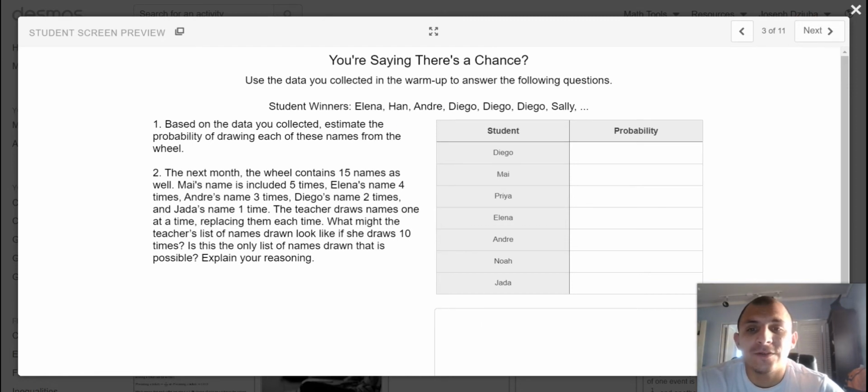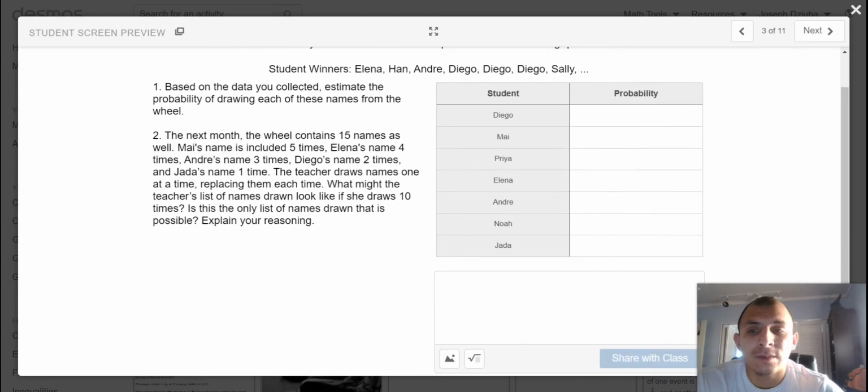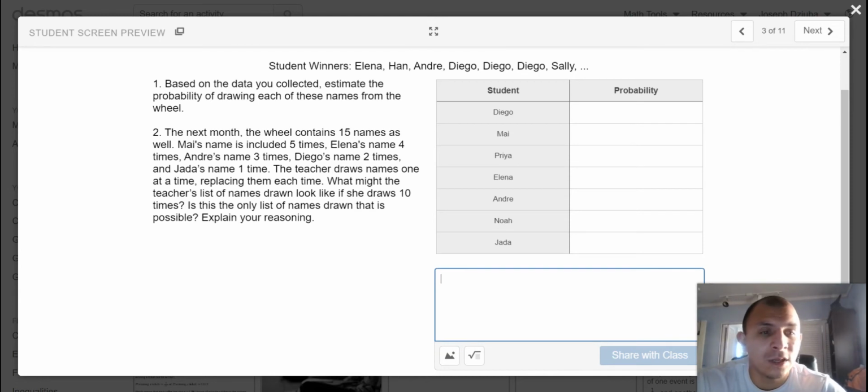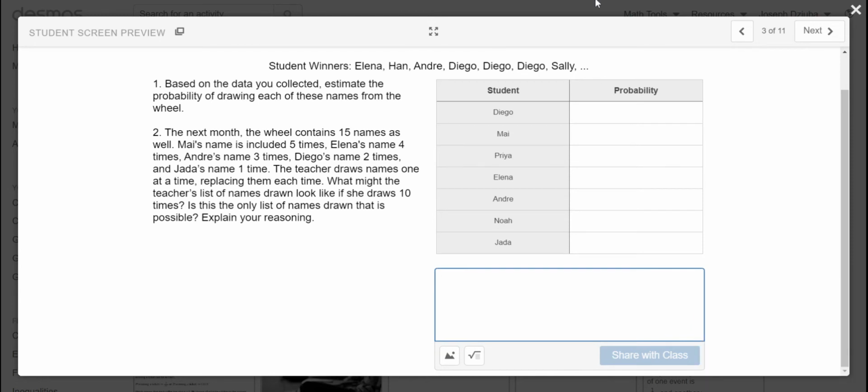The next month, the wheel contains 15 names as well. Mai's name is included 5 times, Elena's 4, Andre's 3, Diego's name 2 times, and Jada's name 1 time. The teacher draws names one at a time, replacing them each time. What might the teacher's list of names drawn look like if she draws 10 times? Is this the only list of names drawn that is possible? Explain your reasoning below. As I said before, this unit is going to require you to think much more critically than you may have in the past.